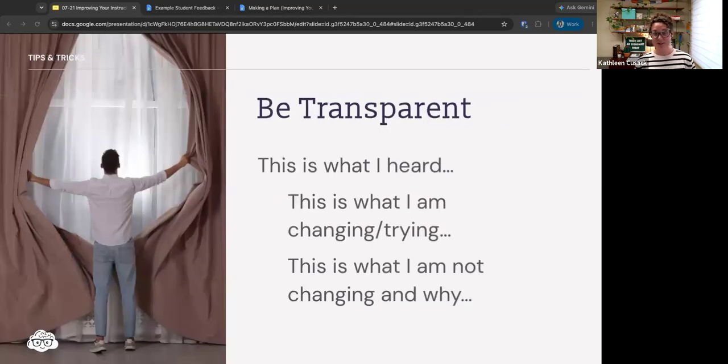And then whatever it is that you decide to act on, tell your students. Name what you heard from them and tell them, this is what I'm changing as a result. And then just as importantly, this is what I'm not changing. And here's why I'm not changing it.